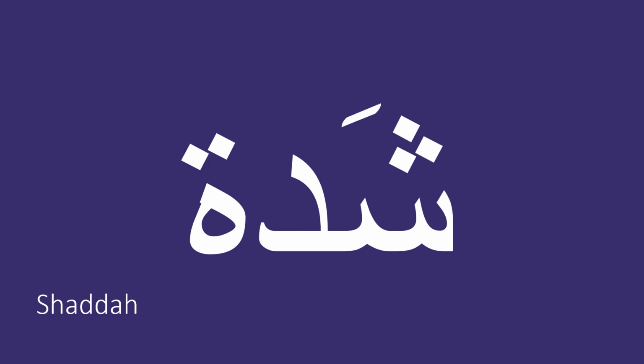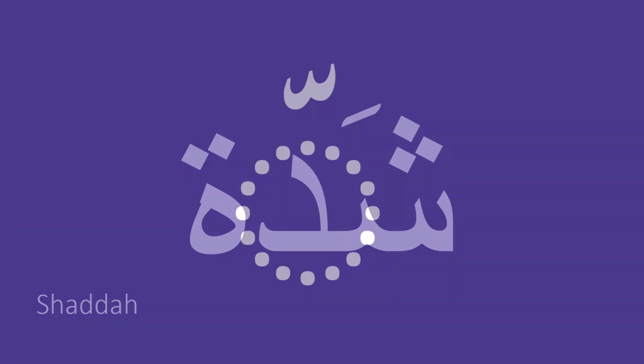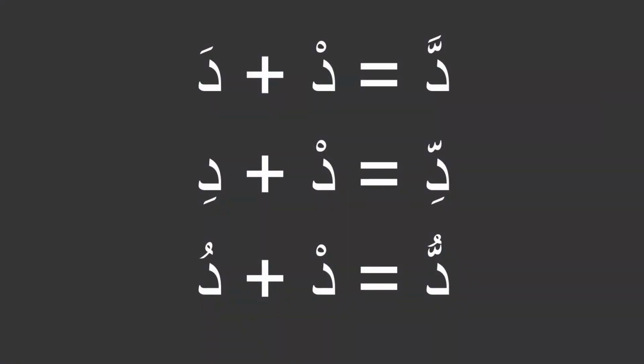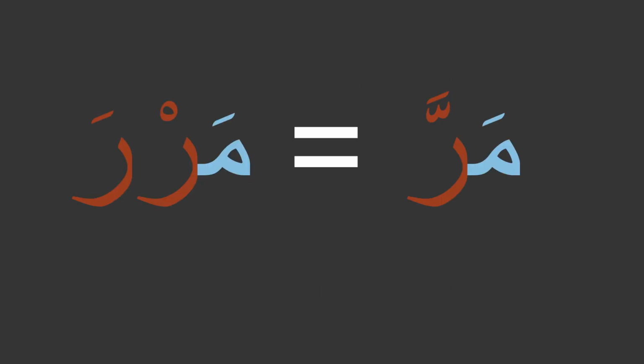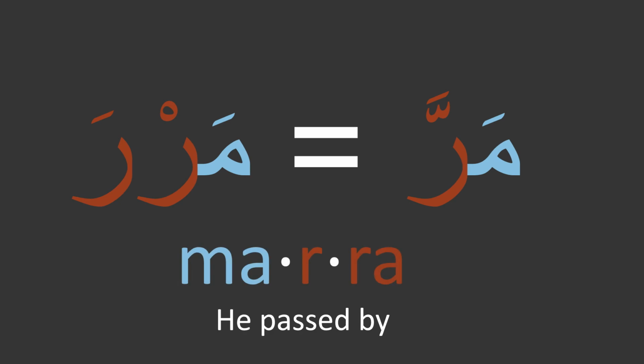And finally, we come to the last part, shadda, denoted by the initial part of seen letter, or simply a horizontal three. Shadda simply indicates a stress on a letter, and usually it comes with a haraka. Shadda can be decomposed into sukun and a haraka. Let's see a more concrete example. Marra. Notice how the shadda is decomposed into ra with a sukun and ra with a fatha.